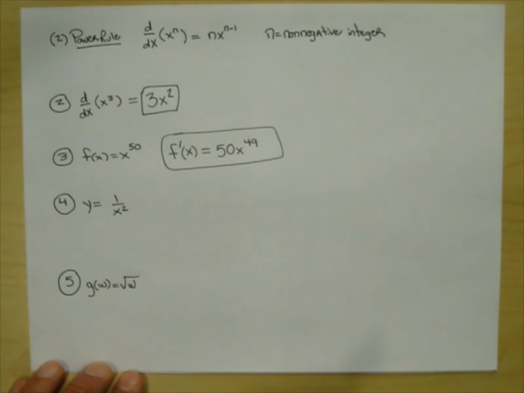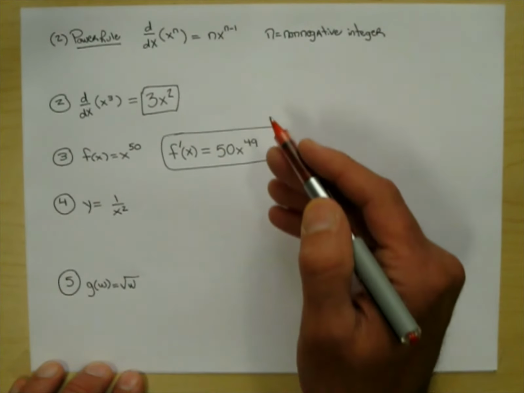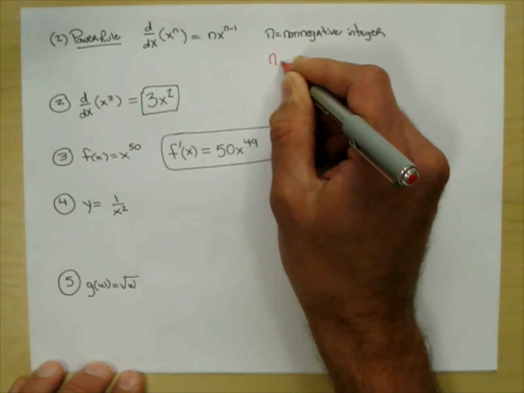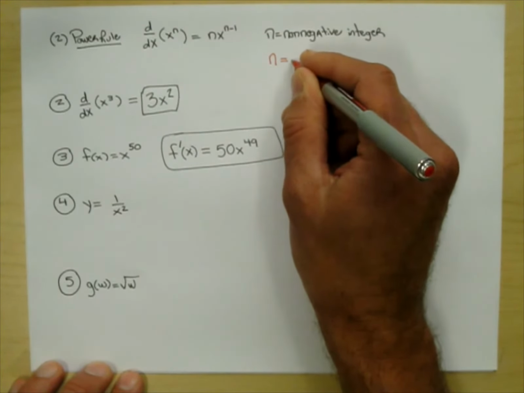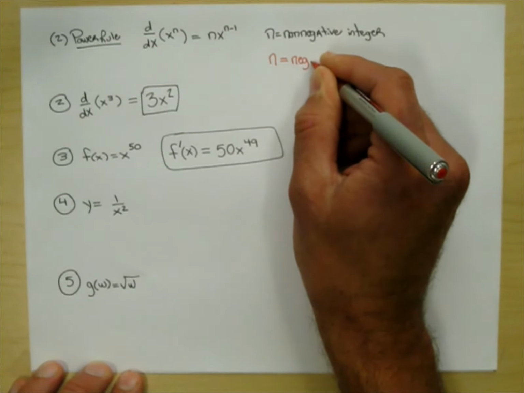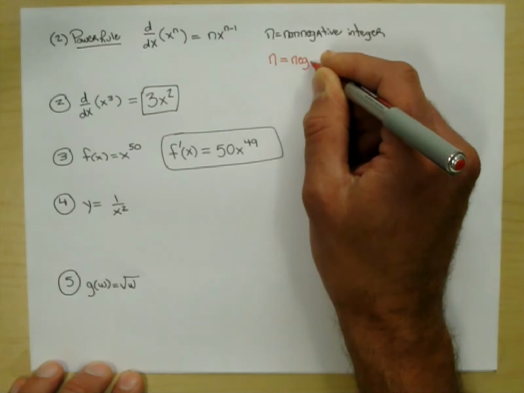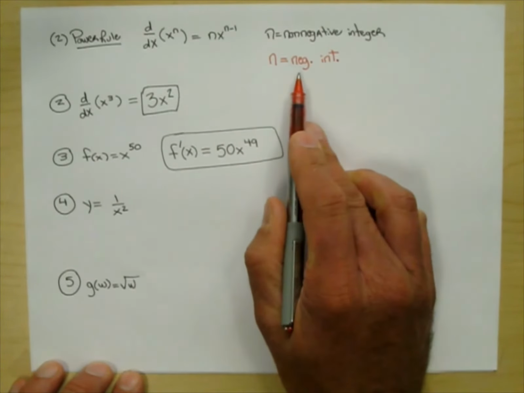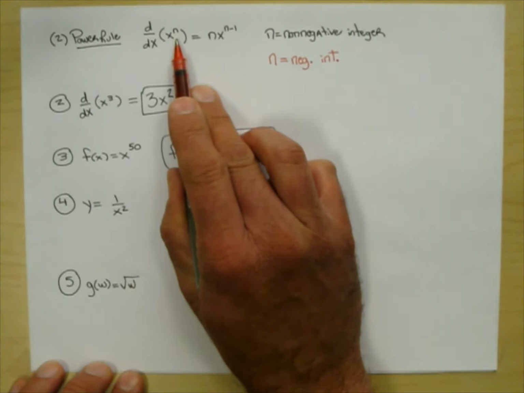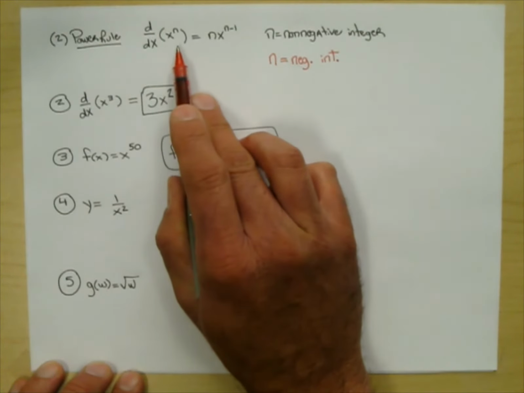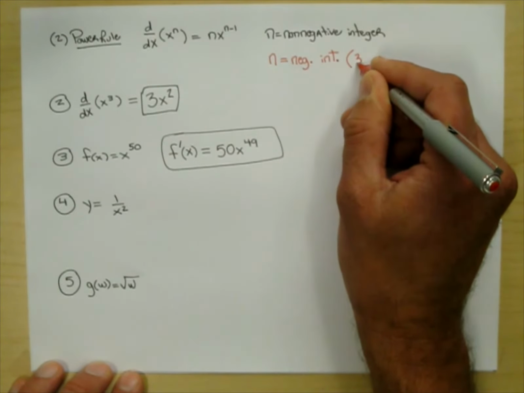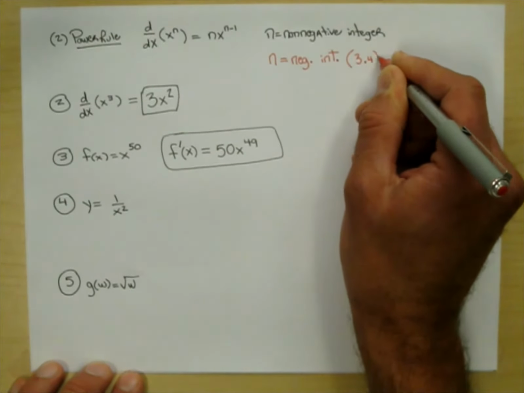I'm going to just get you ready for future sections, so we might as well get used to it now. Sometimes n is a negative integer. And if n is a negative integer, this power rule will still work. The proof of that will be in 3.4.